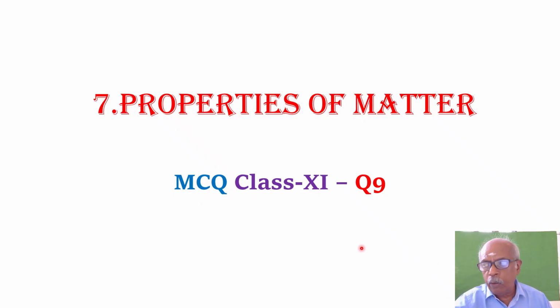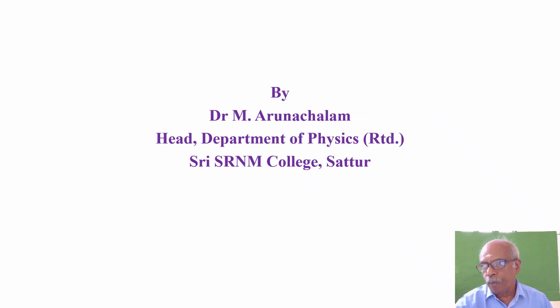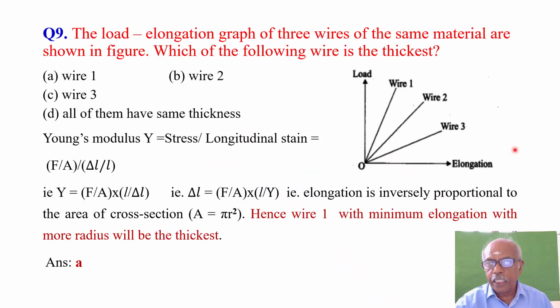In today's video, we are going to solve a multiple choice question from the chapter Properties of Matter. The question is, the load elongation graph of three wires of the same material are shown in the figure. Which of the following wire is the thickest?